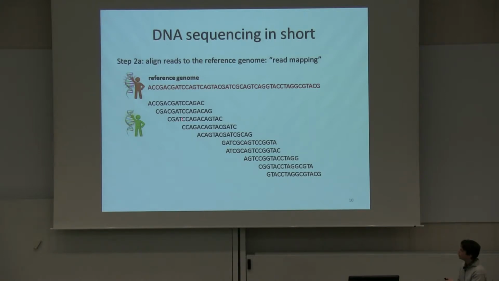Why is it not simple? Because I've said these reads are 99.9% identical to the reference genome, so you cannot rely on exact string matching. You need to have some form of imprecise string matching, but also the reads that you have here contain a lot of errors. These Illumina machines make errors. Well, not a lot of them, but they do make errors, and these errors are not random.